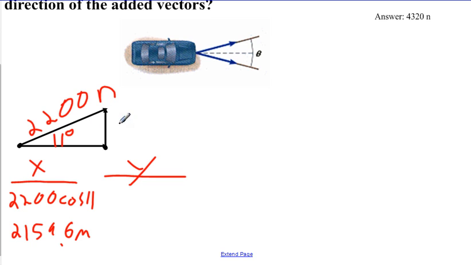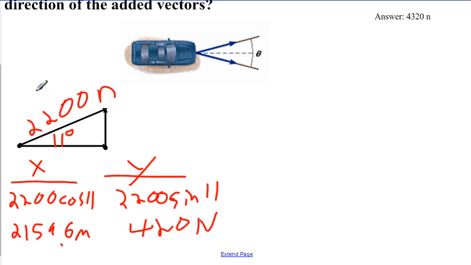And for the y component, that's going to be over here. That's going to be on the opposite side. So we're going to use our sine function. So this will look like this. 2200 sine of 11. And this will give us 420 newtons. So this is for the first vector.